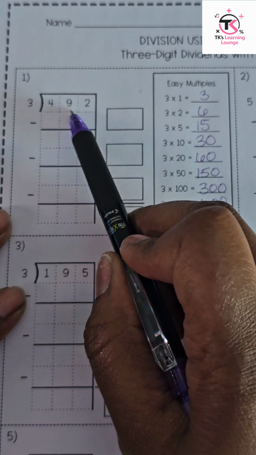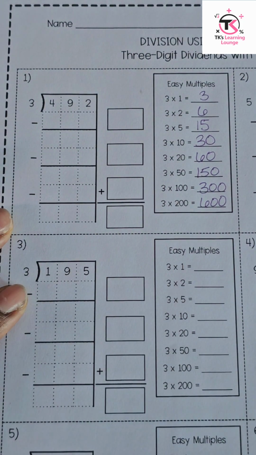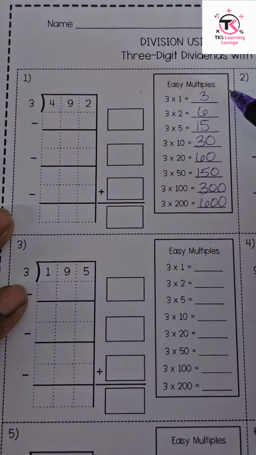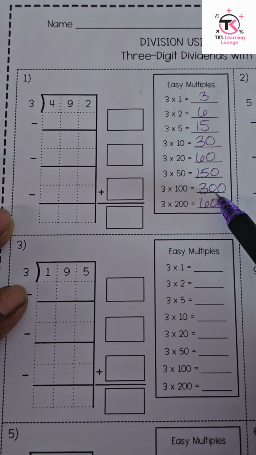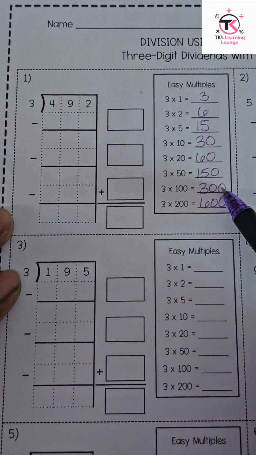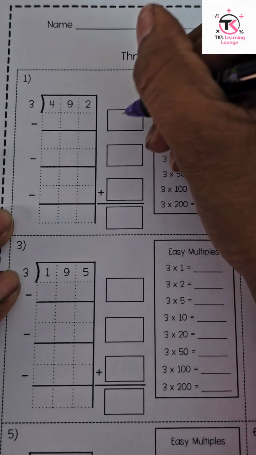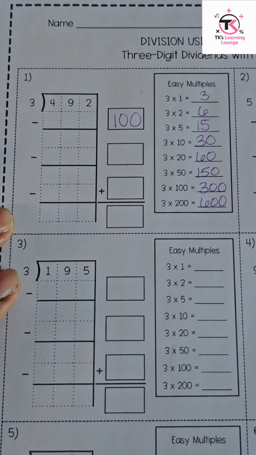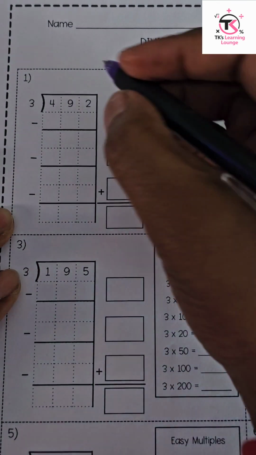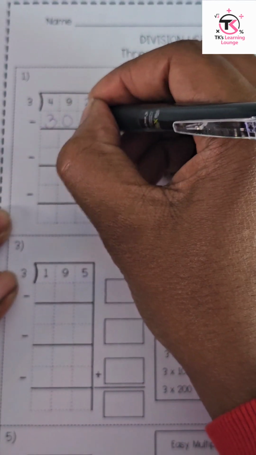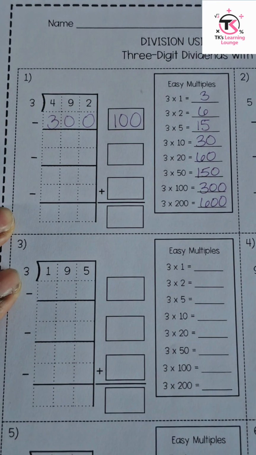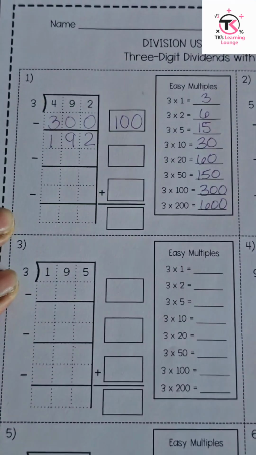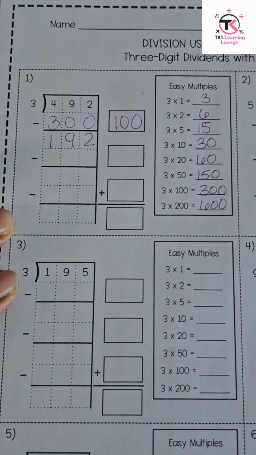So the first thing I want to do is to think about what I can do to get close to 492. What multiplication fact can I use to get close to 492? So looking at my chart, I'm going to go with 3 times 100 because that gives me 300. My 100, what I'm multiplying by, is going to be here. And my 300, the answer that I got for multiplying, is going to go here. Now I'm going to subtract. And now I have 192.